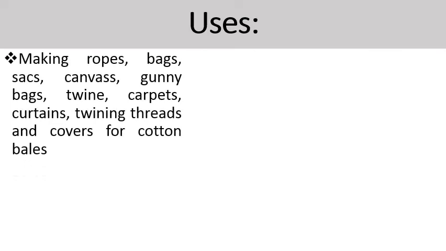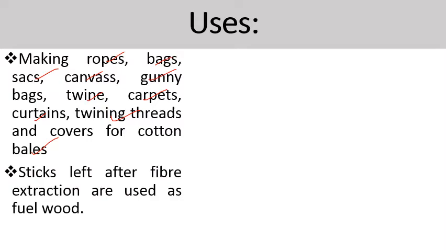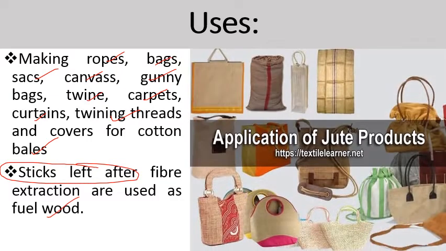Its uses: it is used for making ropes, bags, sacks, canvas, gunny bags, twine, carpets, curtains, twining threads, and covers for cotton bales. Then sticks left after, these are used as fuel wood. So these are various items that we can make by using this fiber of jute.